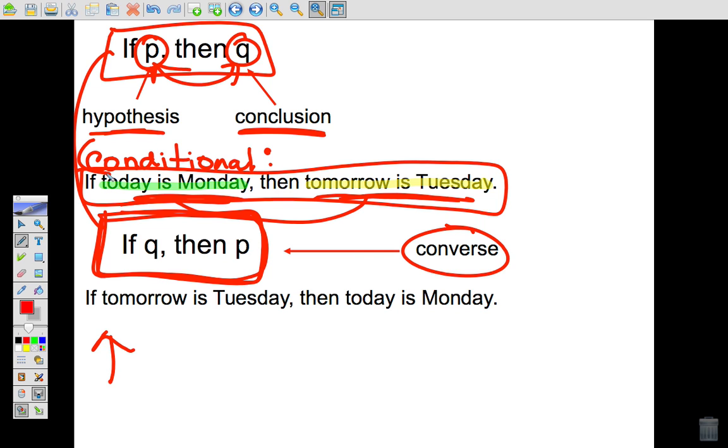Now let's go back to this conditional right here. Is this a true statement? Is that a true conditional? If today's Monday, is tomorrow Tuesday? And that's a true statement, isn't it? Now sometimes conditionals won't be true.